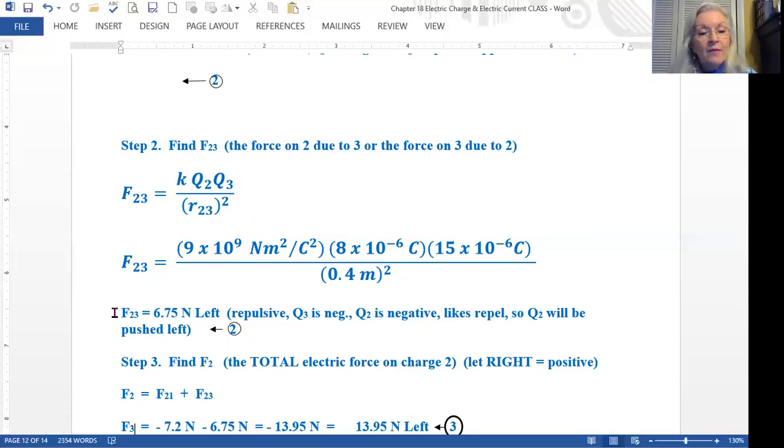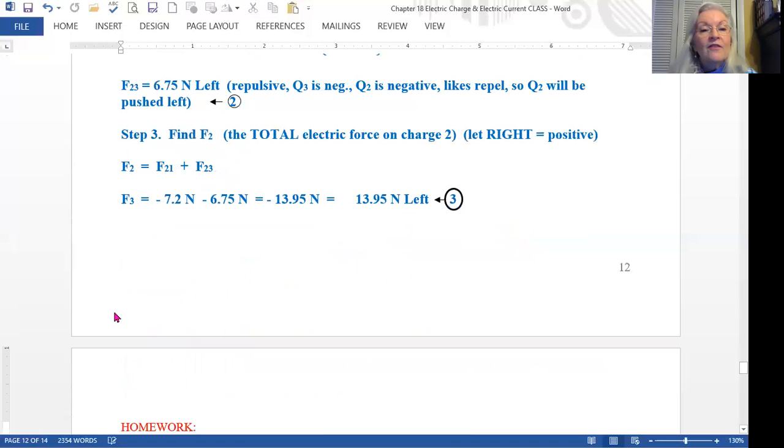One more step. We need to find F2. So it's the total of F21 and F23. They are both pointing left. I picked right to be positive, so when I plug them into the equation, I have to plug them both in as negative numbers. Negative 7.2 newtons minus 6.75 newtons gives me negative 13.95 newtons, which means 13.95 newtons left.